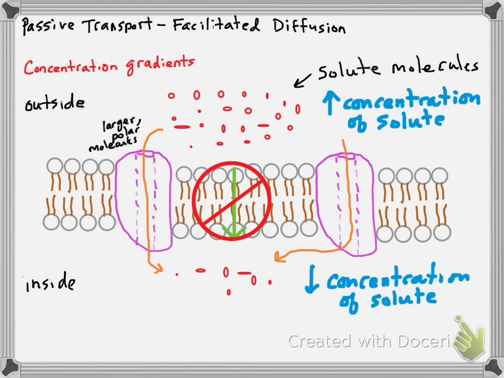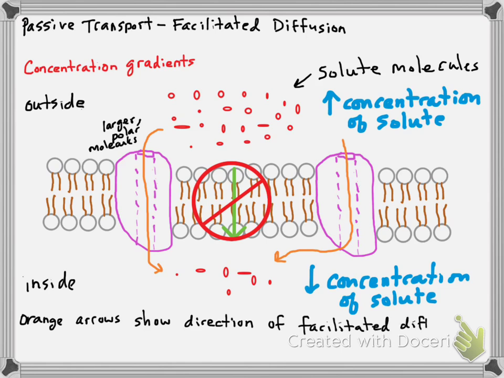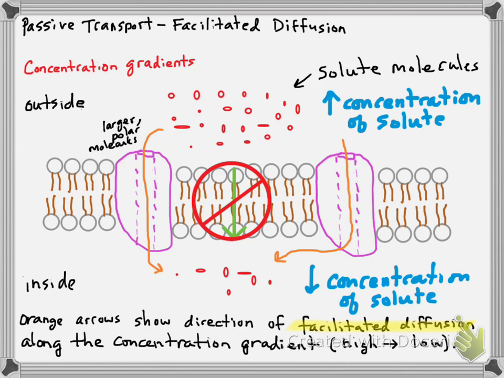Molecules are still moving down their concentration gradient, but this time they're doing it through the transport proteins and not through the lipid bilayer. This is known as facilitated diffusion, and we know facilitated means helped. The transport proteins are helping the molecules get across the cell membrane. So let's draw out this idea. And this just lets you know what the orange arrows are showing. Still going down their concentration gradient, so it's still considered diffusion, but this time we're just doing it with the help of the membrane proteins, excuse me. Okay.